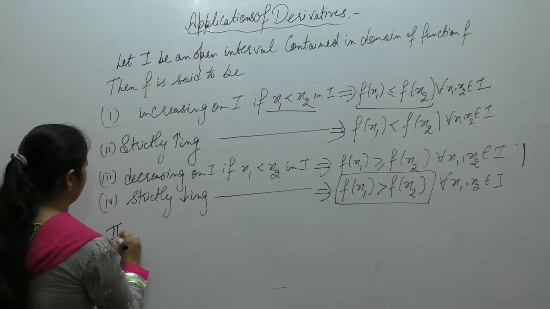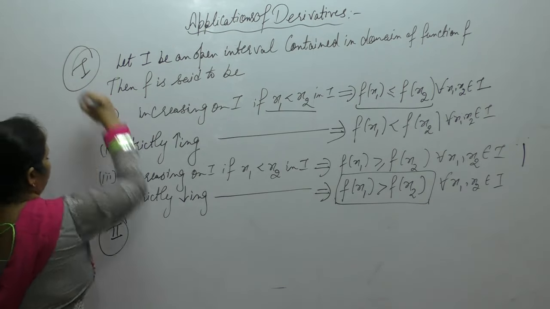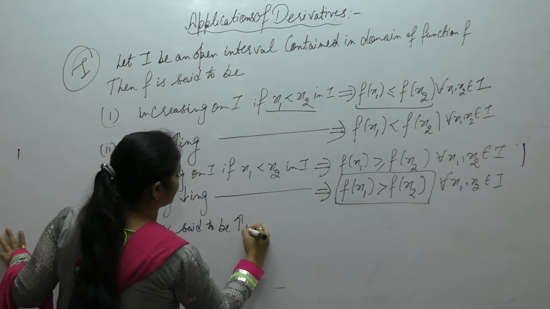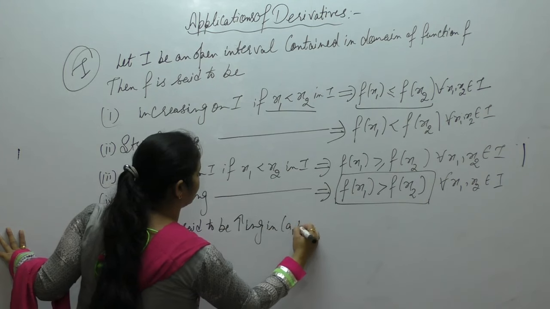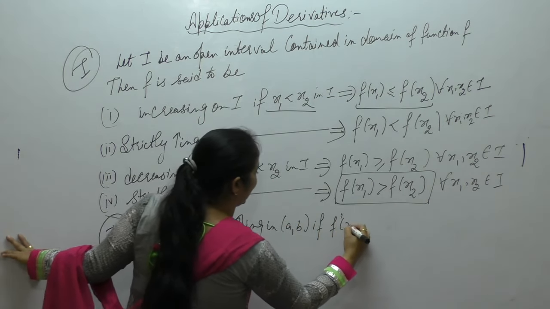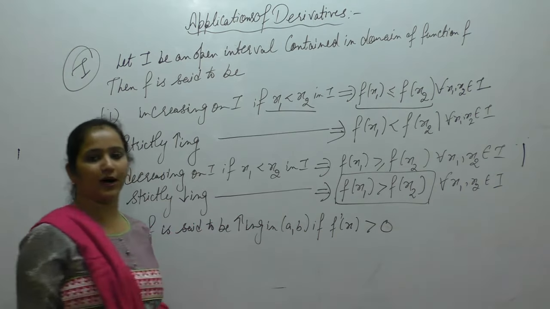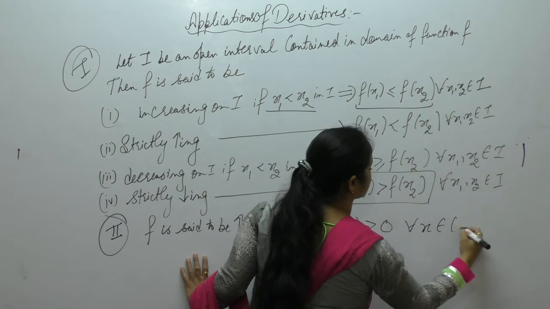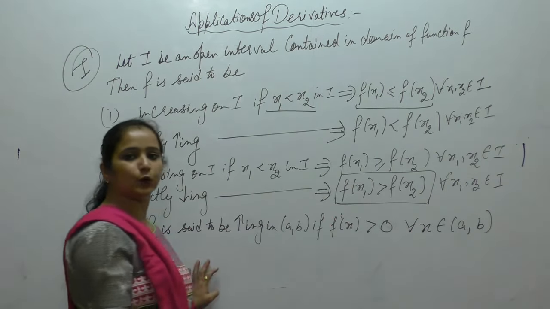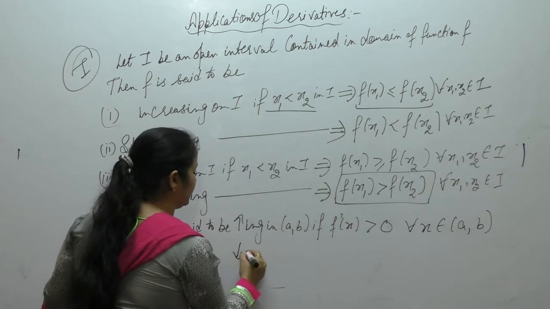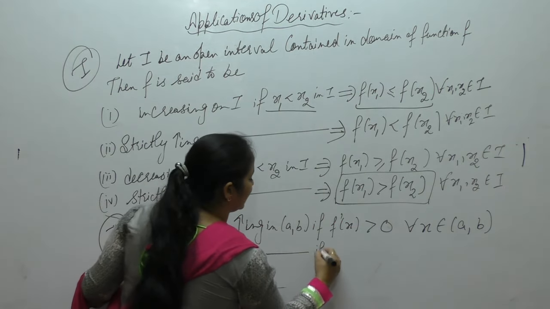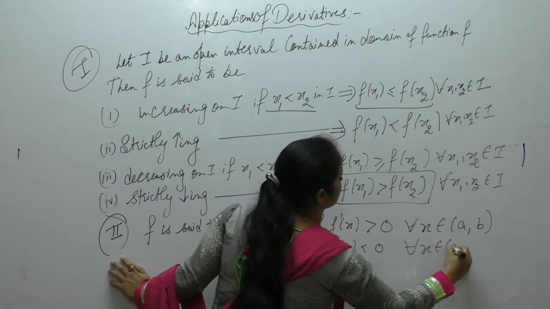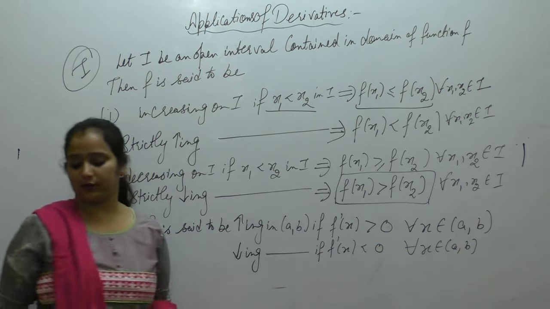Or we can say that f is said to be increasing function in AB if f dash x is greater than 0. अगर first derivative greater than 0 है for each x belongs to AB, then function is said to be increasing. Similarly, function is said to be decreasing if first derivative is less than 0 for all x belongs to AB. Note up to here.